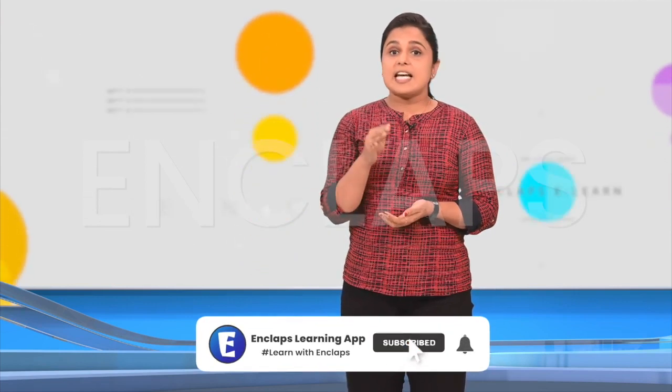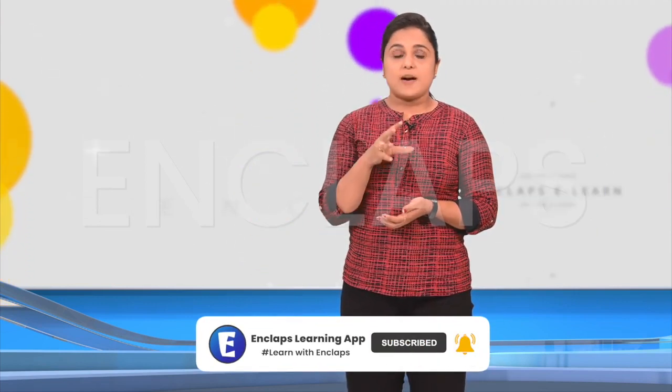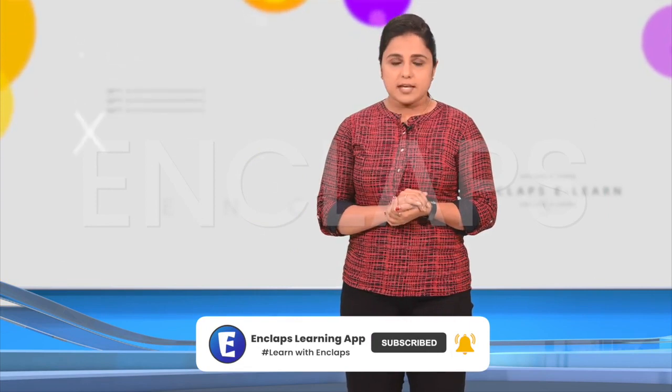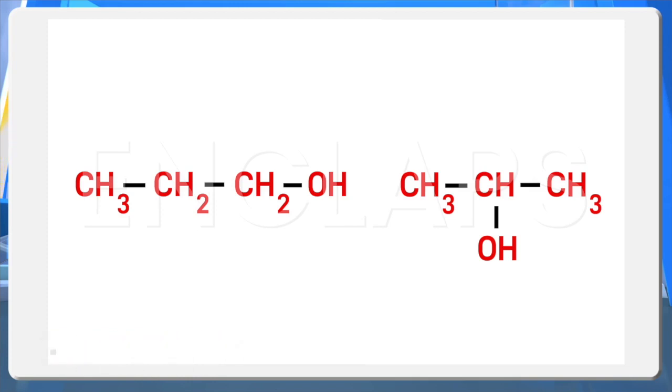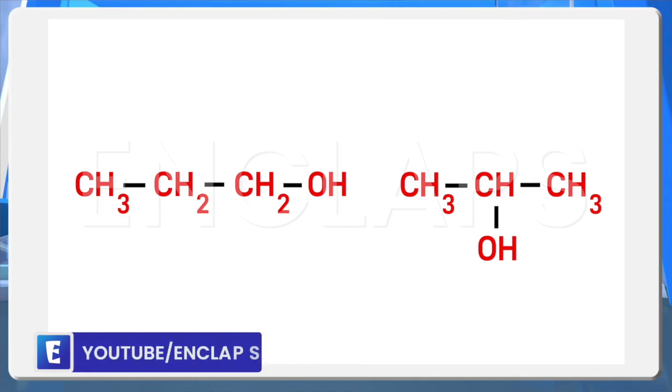So we learned about chain isomerism and functional isomerism, right? Then here are two compounds. What is the difference between those compounds? Both the compounds are alcohols, right? The first compound is propan-1-ol. The second compound is propan-2-ol. That means the OH group is present as a branch.